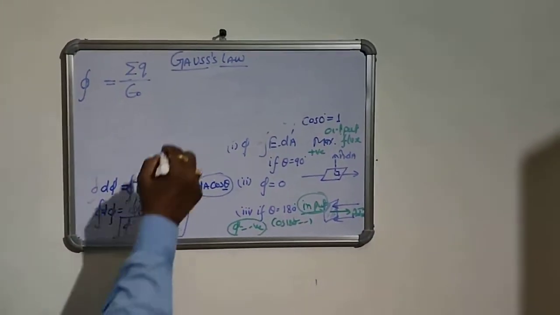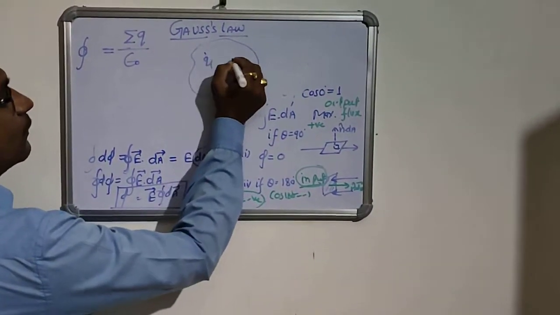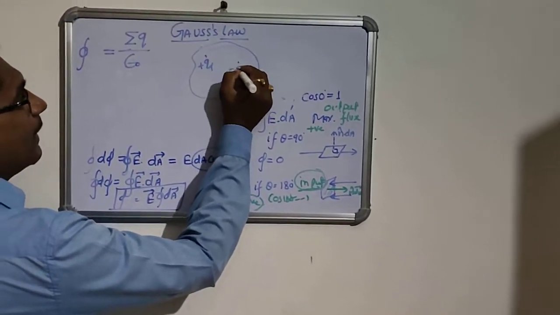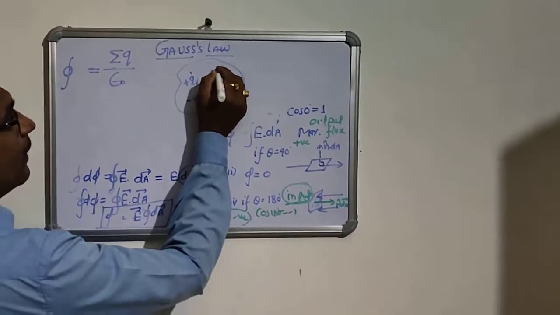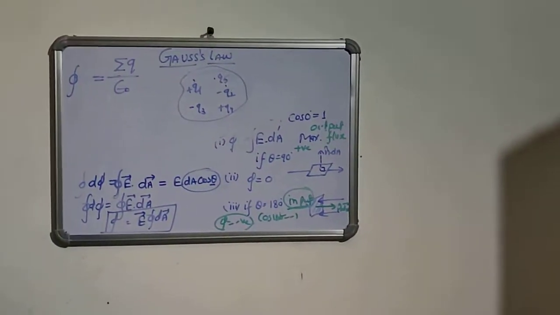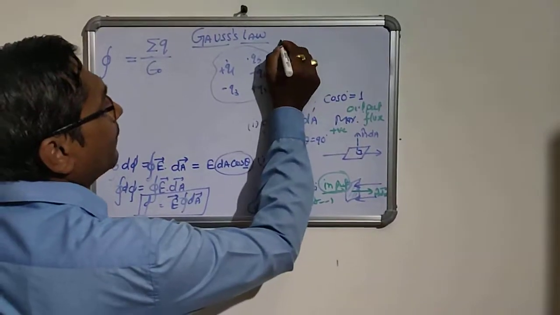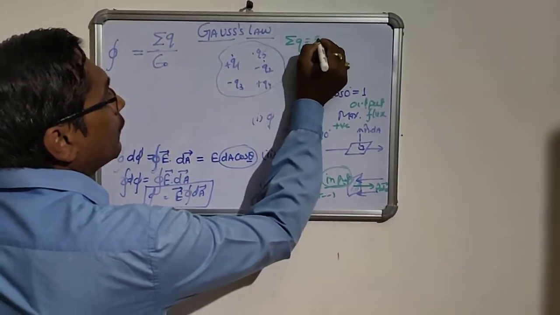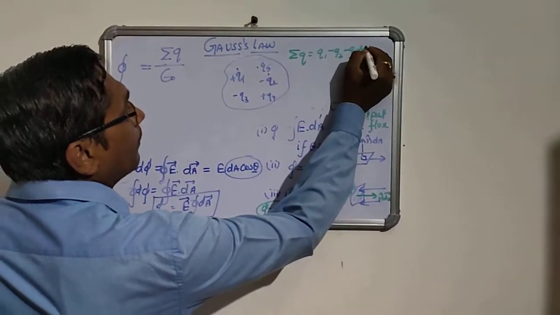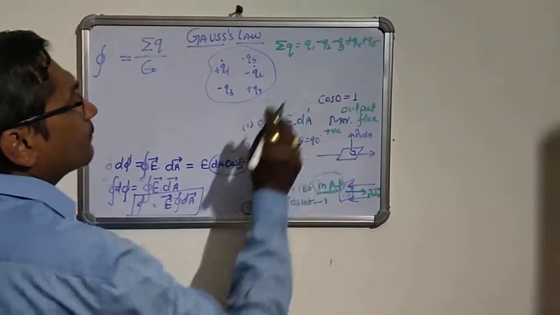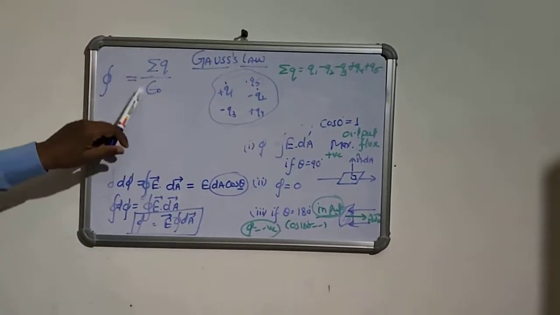For example, suppose it is a closed surface, and in this case here are charges positive Q1, negative Q2, negative Q3, positive Q4, positive Q5. Then the total charge enclosed by the surface is sigma Q equals Q1 minus Q2 minus Q3 plus Q4 plus Q5. The net emitting flux is given by this formula.